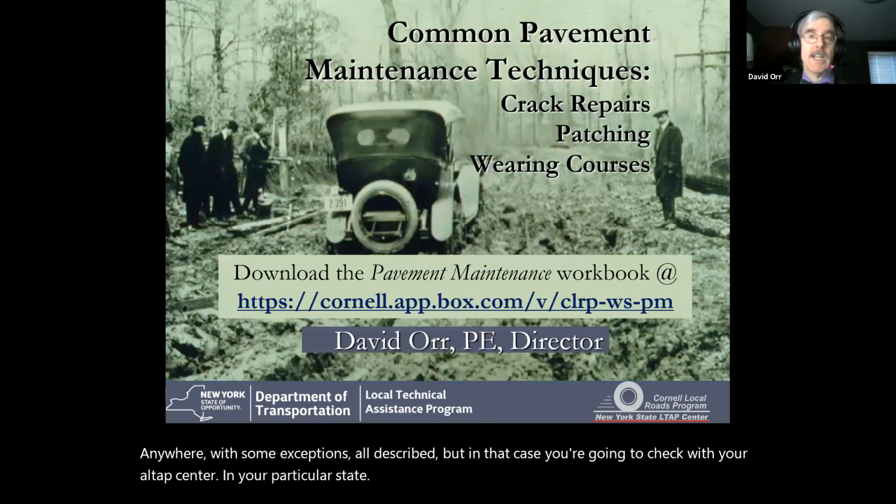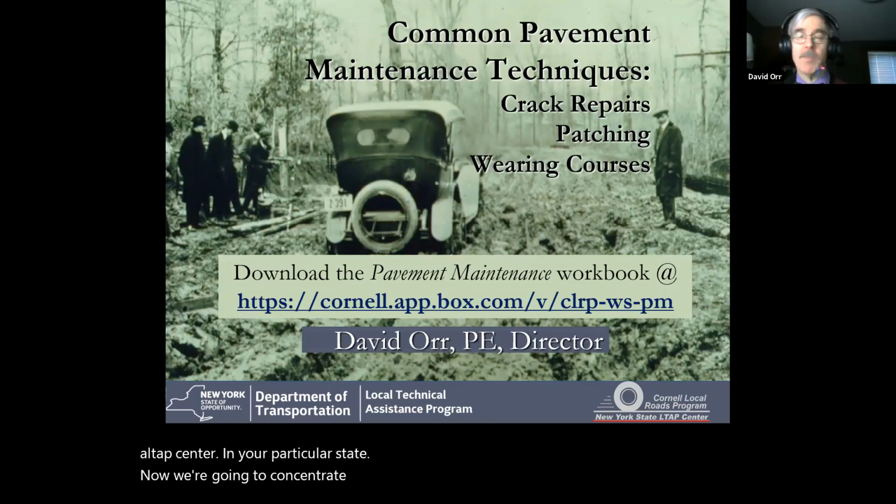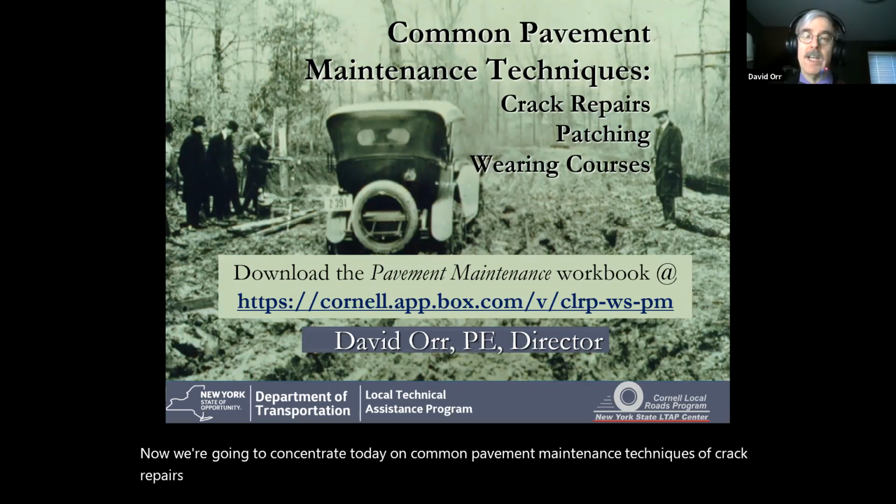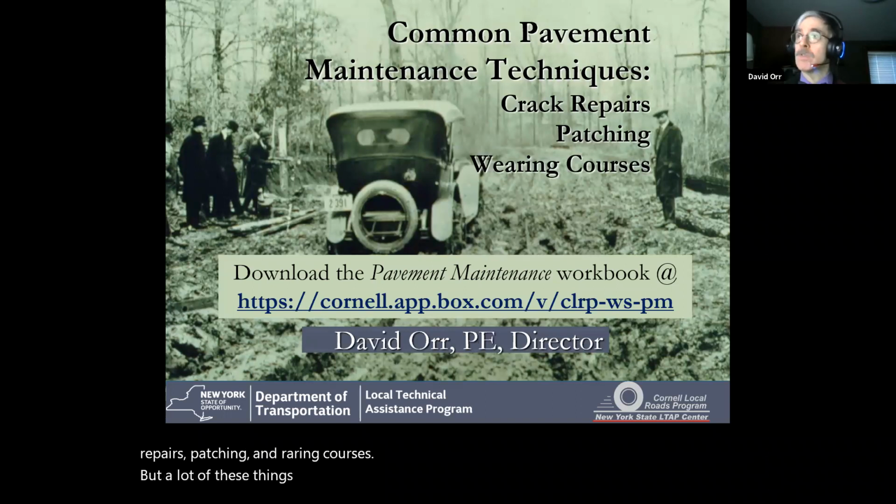Now, we're going to concentrate today on common pavement maintenance techniques, crack repairs, patching, and wearing courses. But a lot of these things are common across the board. So, again, that's something to keep in mind.